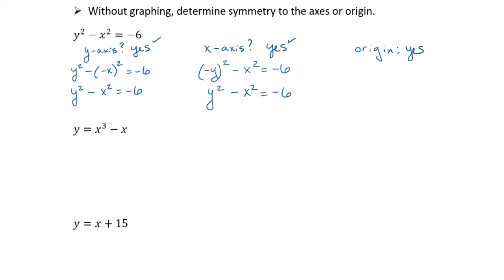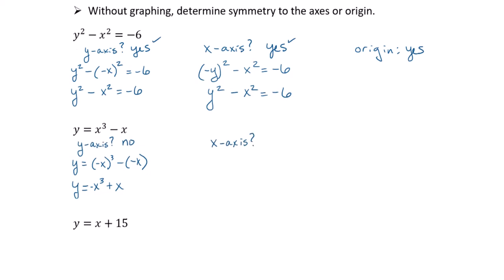Let's try the next. y equals x cubed minus x. Do we have symmetry to the y-axis? To test that, we're going to replace x with negative x throughout the equation. We have y equals negative x cubed plus x. And that is not equivalent, so we do not have y-axis symmetry. Let's see if we have x-axis symmetry.